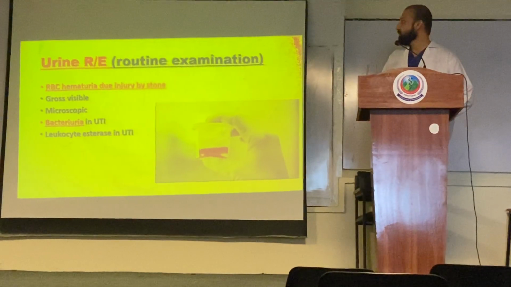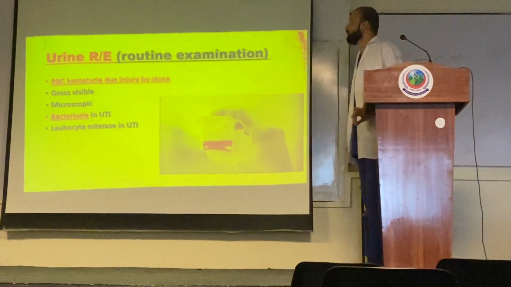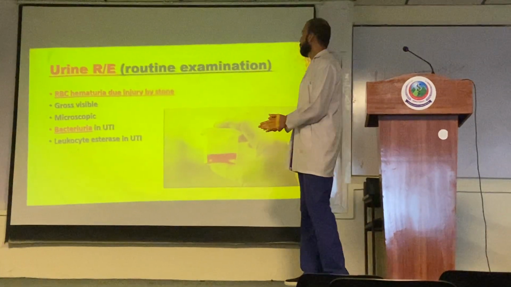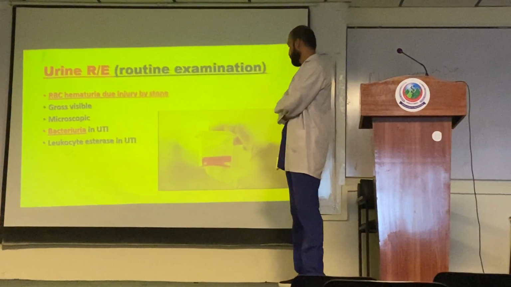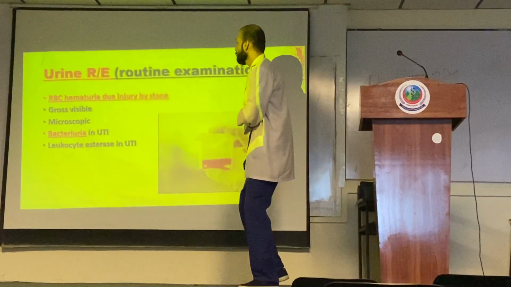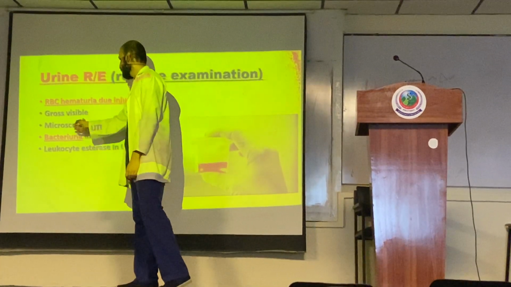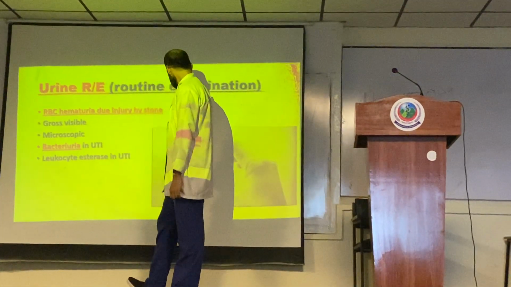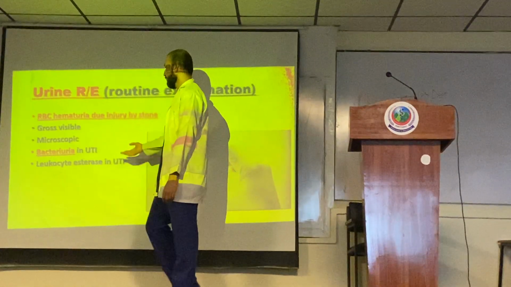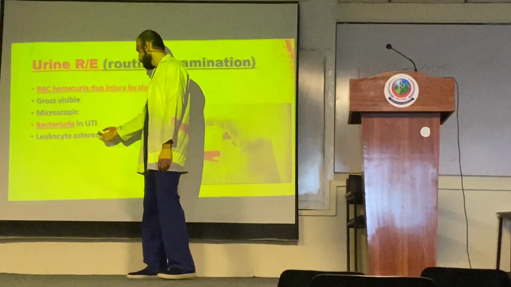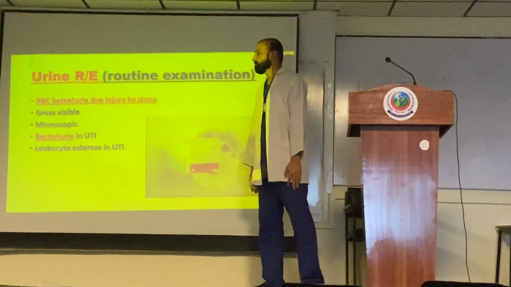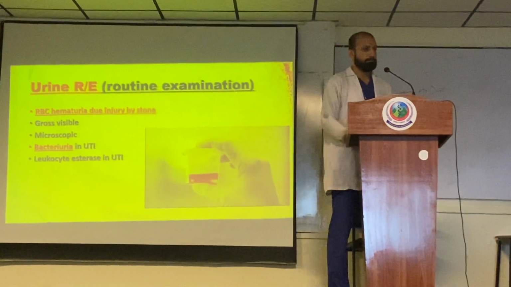So how will we investigate this stone? First of all, we will do the urinary routine examination, and there may be RBCs, hematuria, due to the injury by the stones. It may be grossly visible in the urine or it may be visible microscopically. And if struvite stones are present, there will be UTI, bacteriuria and mucositis also present. So the urine sample has to be grossly examined.